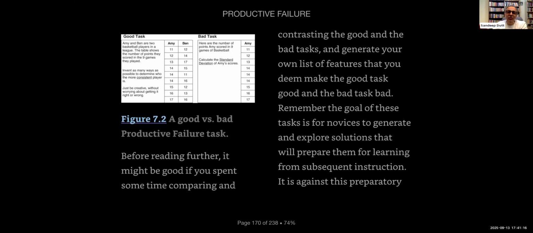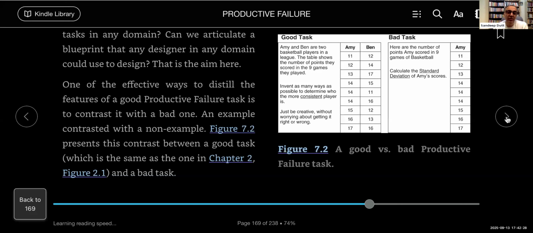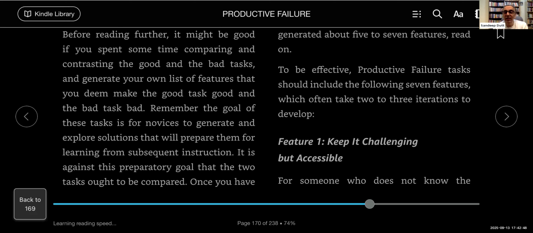Remember, the goal of these tasks is for novices to generate and explore solutions that will prepare them for learning from subsequent instruction. It is against this preparatory goal that the two tasks ought to be compared. Once you have generated about 5 to 7 features, read on. To be effective, productive failure tasks should include the following 7 features, which often take 2 to 3 iterations to develop. Feature 1, keep it challenging but accessible.